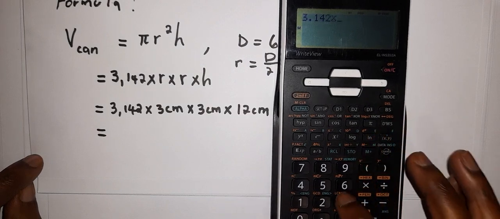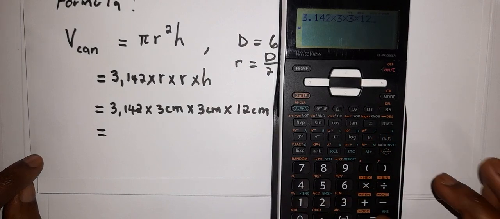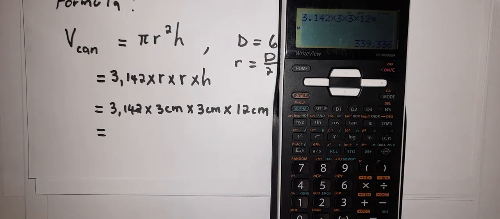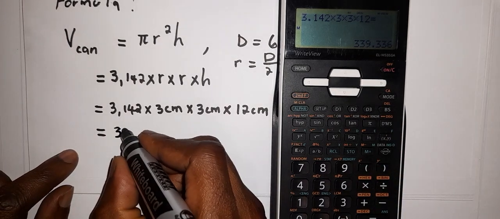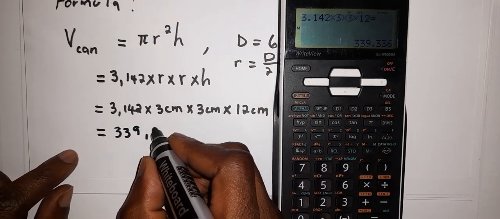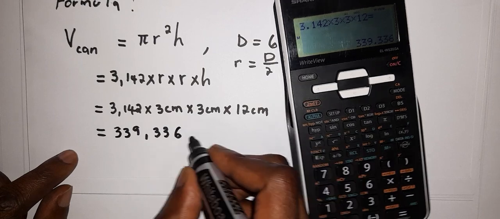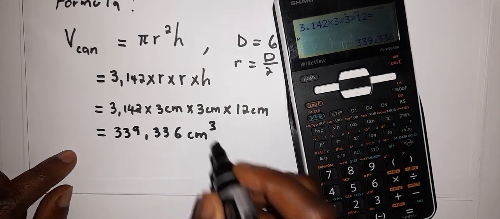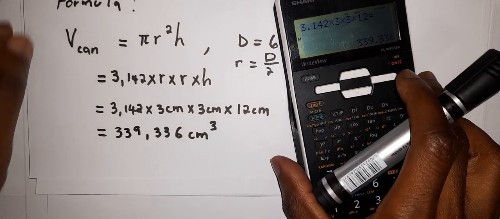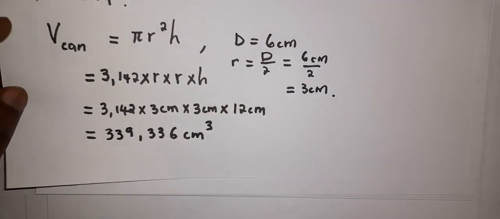3.142 times 3 times 3 times 12, which gives me 339.336 cubic centimeters. Right, so this is the volume of each can. Let's look at the volume of the container now.